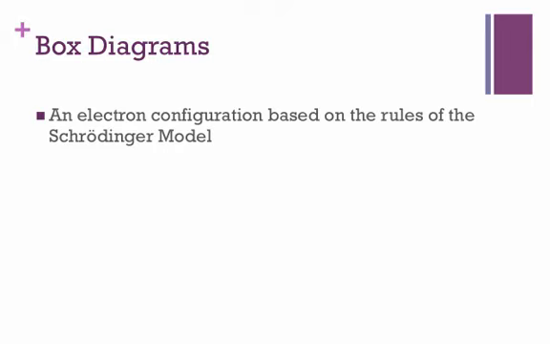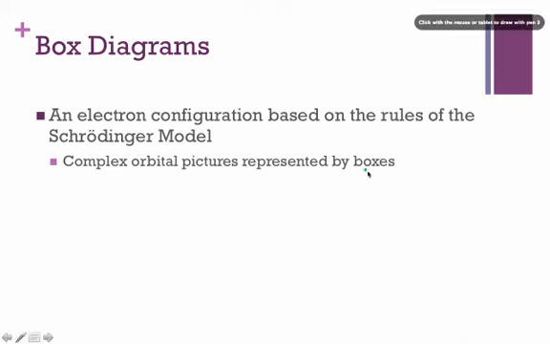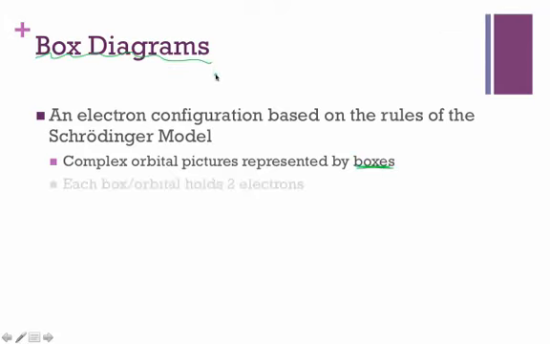All that information then gets folded into the concept of a box diagram. A box diagram is basically an electron configuration that is made based on the rules associated with the Schrodinger model of the atom. So now let's talk about what some of those rules actually are. First of all, those complicated orbital pictures that we just saw are too much to try and draw every single time we do this. As a result, we instead represent those orbitals with individual boxes, hence the term box diagram.